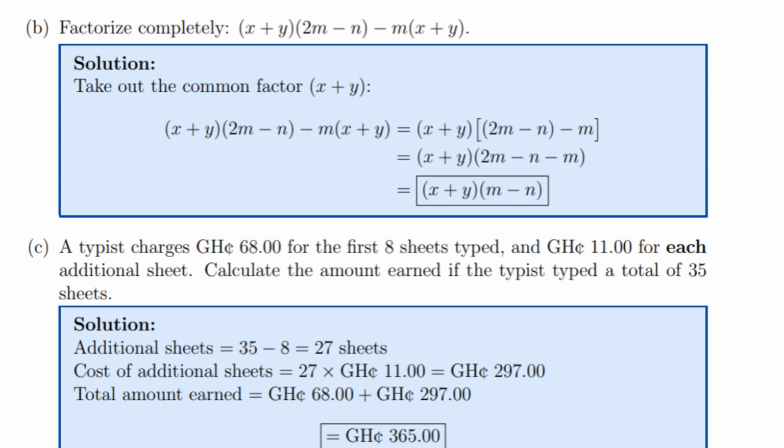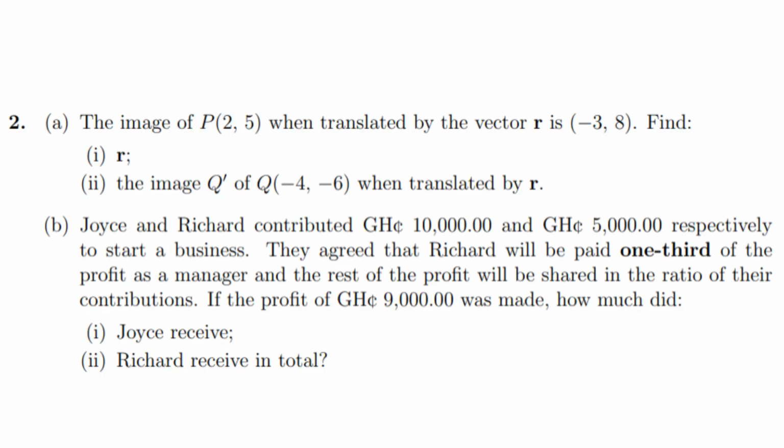So let's go to question number 2. Question 2(a): the image of P, which is (2, 5), when translated by a vector R is (-3, 8). Find R, and find the image of Q prime of Q (-4, -6) when translated by R.